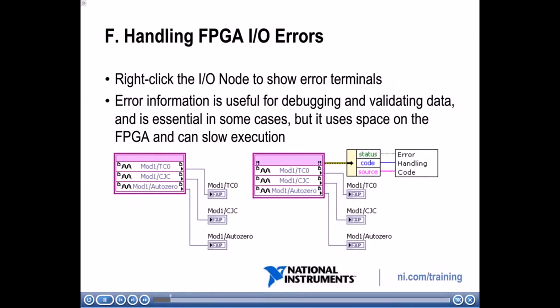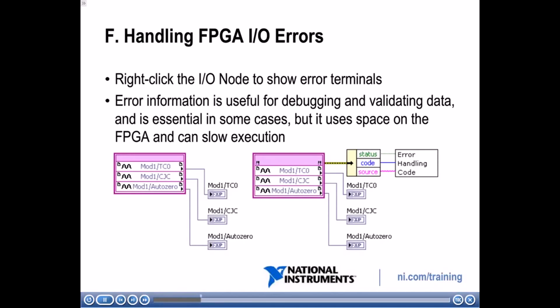Okay, let's talk about handling FPGA IO errors. By default, you might have noticed that the IO nodes do not have any error terminals. However, if you do want to look at the errors for a particular IO node, you can right-click that IO node and select Show Error Terminals. Once you've done that, it'll look like the screenshot to your right. Notice that the error terminals do appear, and you can extract that error information and send it to error handling code.